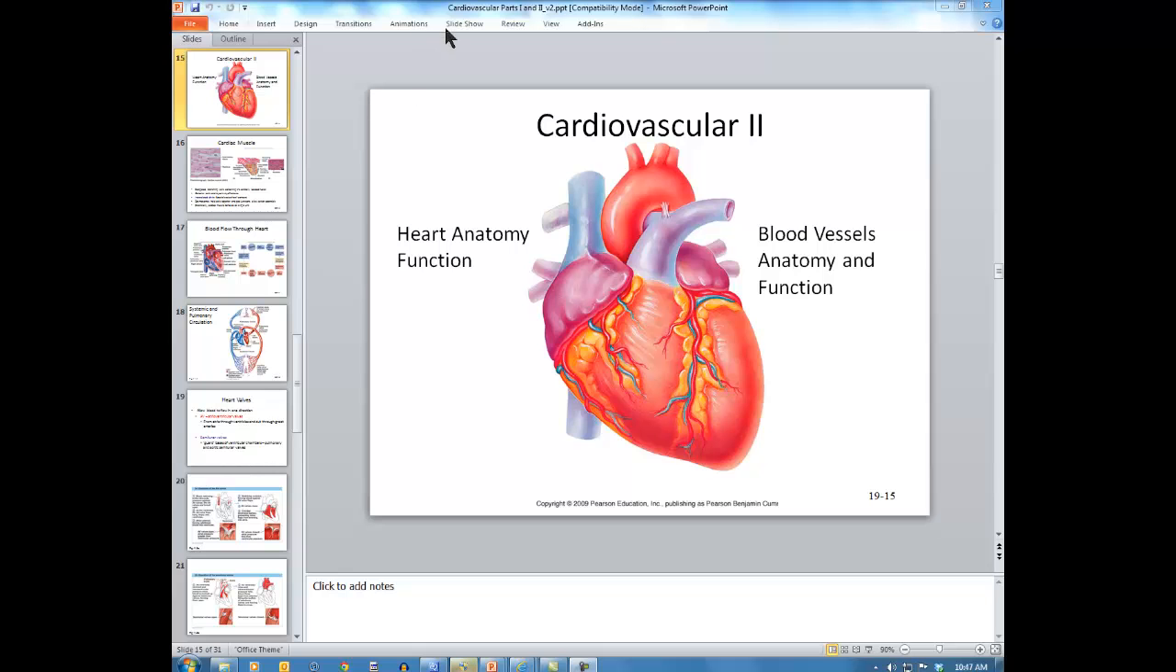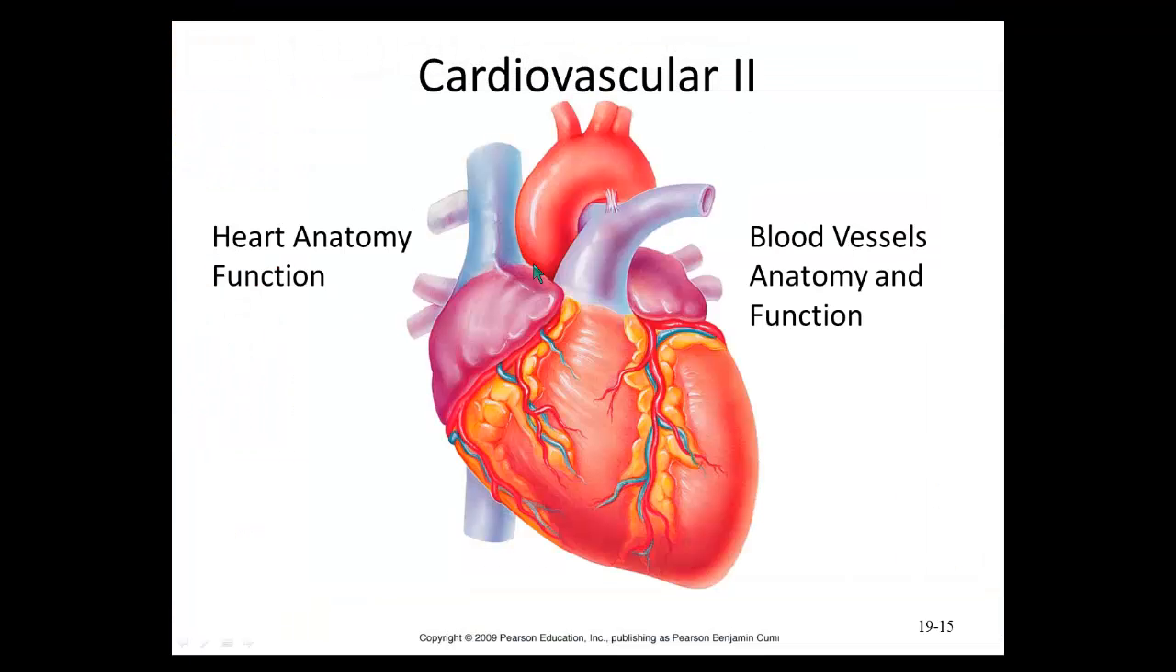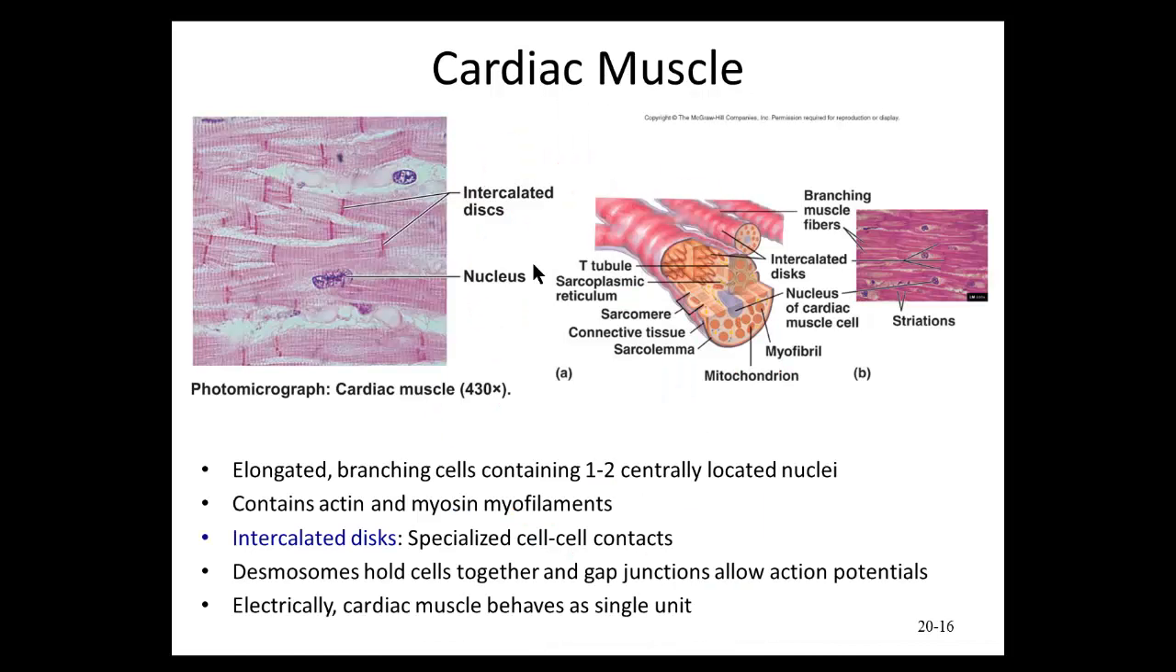All right, we're going to finish our discussion of the cardiovascular system, looking at the structure and function of the heart and blood vessels. So looking at cardiac tissue, what's unique about cardiac muscle tissue compared to skeletal muscle tissue are these special connecting points, the intercalated discs.